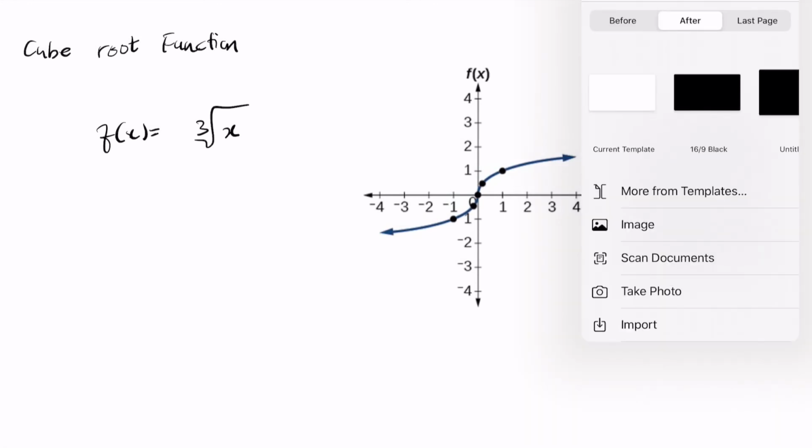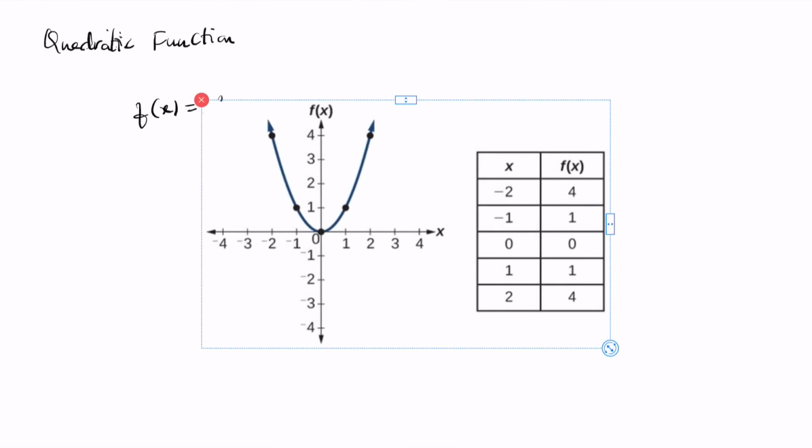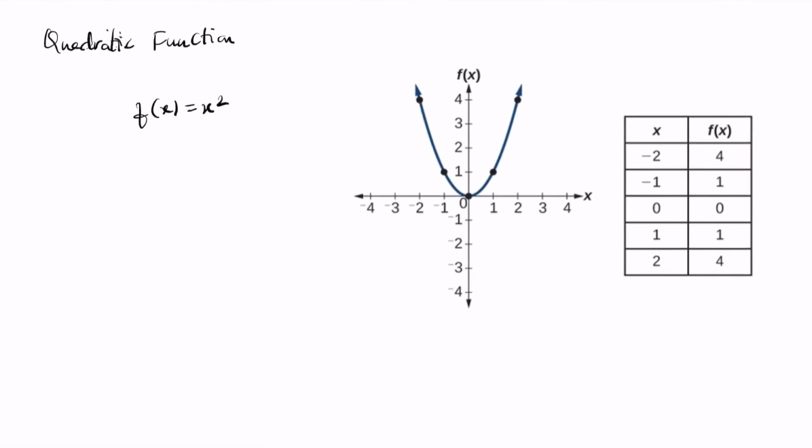Now the next one is the quadratic function. The quadratic function is f of x equal to x square. So this is what a quadratic function looks like. Again, the quadratic function looks similar to the absolute value, but here it squares the value. So it is still positive, but it squares the positive values. So remember this is how the quadratic function looks.